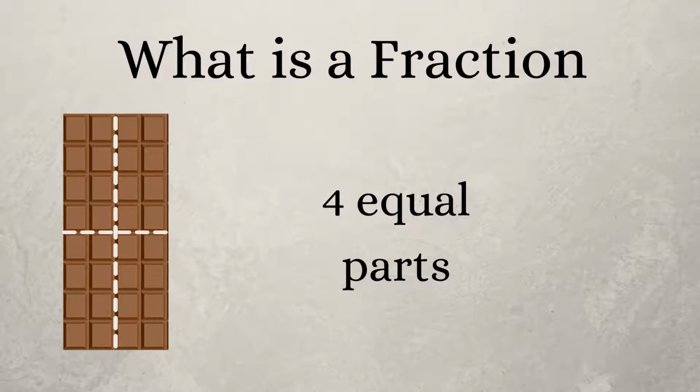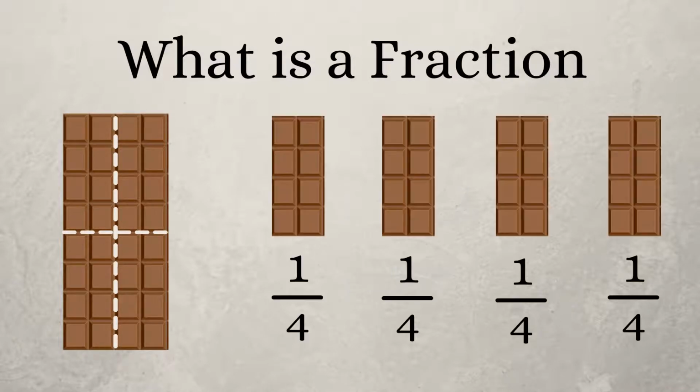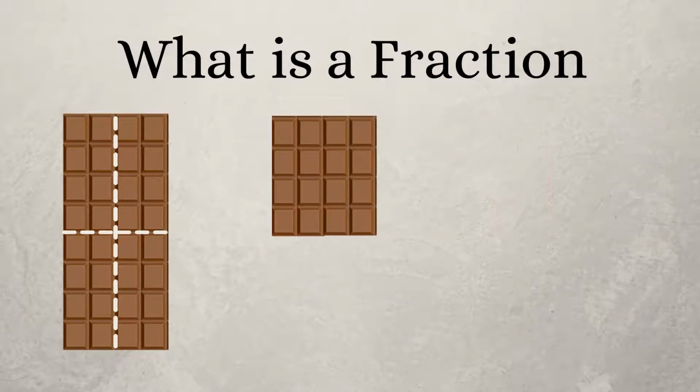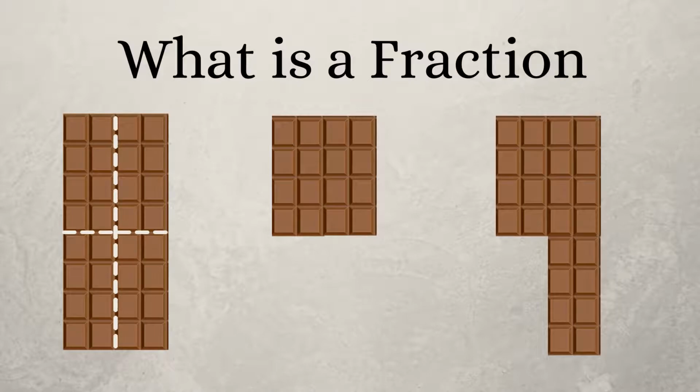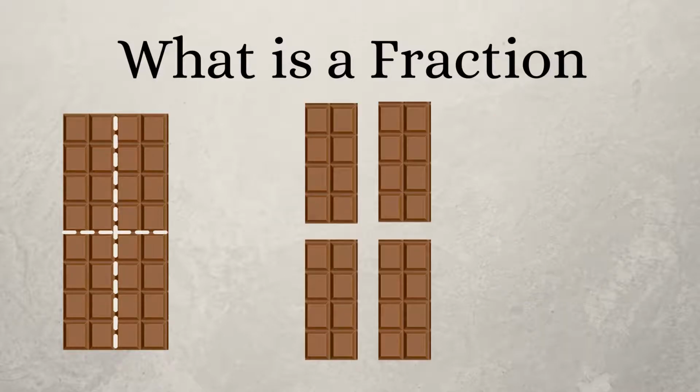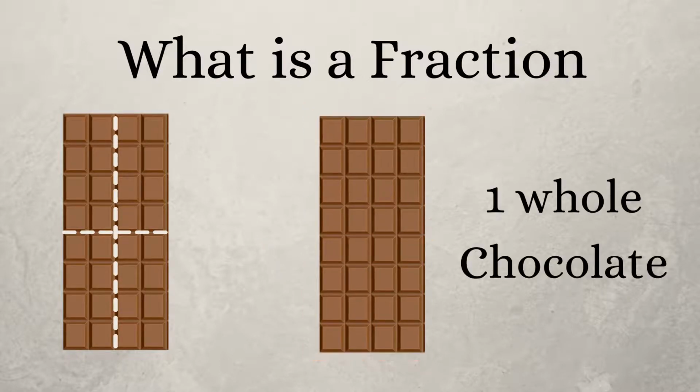Now what happens when we divide the chocolate into 4 equal parts? Each individual piece is 1/4. So you could have 2 of these pieces or 3 of them. And the corresponding fractions would be 2/4 and 3/4. Or if you take all the 4 pieces, you have 4/4. Or it's the whole chocolate again.